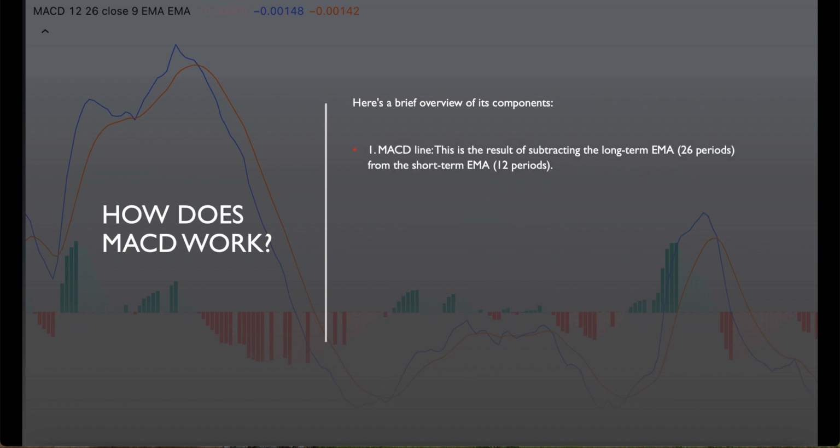So how does MACD work? Like I explained earlier, it consists of two EMAs, and it subtracts the long-term EMA, the 26-period EMA, from the short-term EMA, the 12-period EMA, to give a signal of where the market might go next. The signal line is the 9-period EMA of the MACD line. For example, here the signal line is the orange one, whereas the MACD line is that one. There's also a histogram there as well.